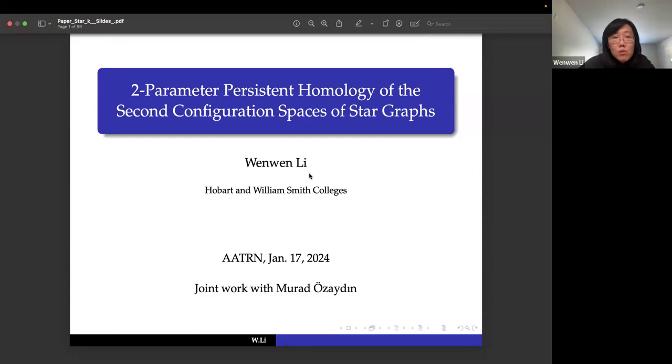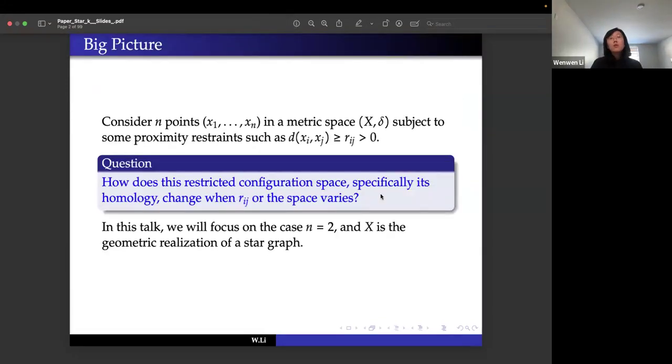So let's get started. Here's a big picture of my talk. Consider n points in a metric space, and we have some proximity restraints between each pair xi and xj, such as the minimal distance allowed between them being some positive real number. In this talk, we treat those points as robots, and we consider the space that consists of all possible arrangements of those n robots in this metric space X. The question we're trying to answer is: how does this restricted configuration space, in particular its homology group, change when we change the proximity restraints or the space?